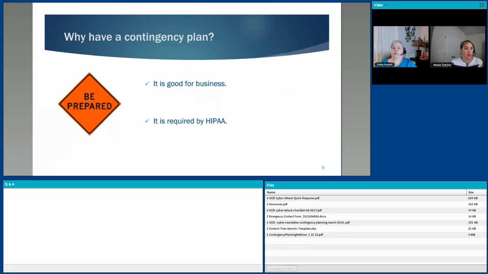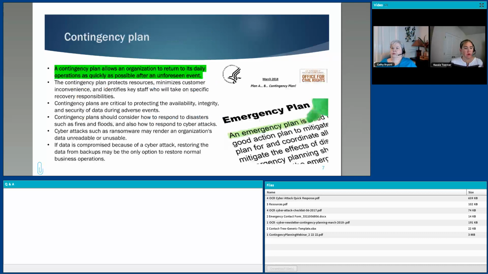So why is it important to have a contingency plan? One, it's just really good for business. It's a good business practice. And secondly, it's required by HIPAA for you to have this in place. The contingency plan is something that is monitored by the Office for Civil Rights. They are responsible for the enforcement of HIPAA. In 2018, they published a contingency plan white paper, which is in that pod where you can download it if you'd like to take a look.